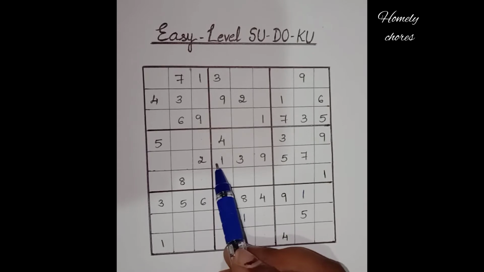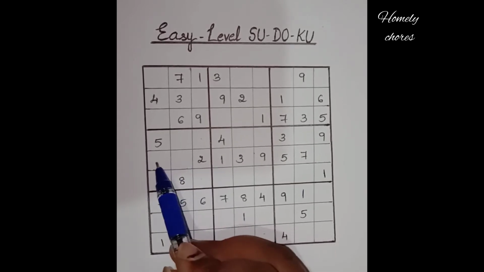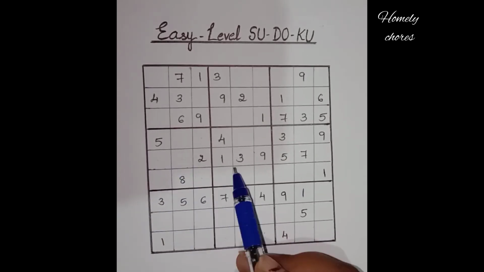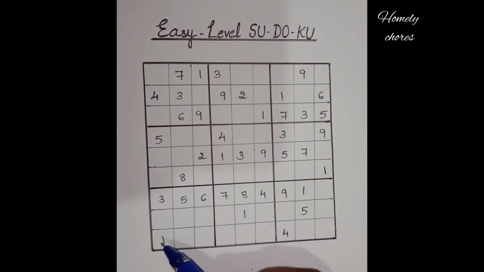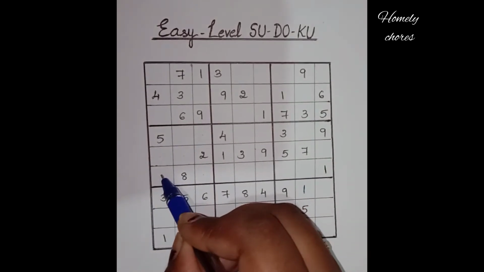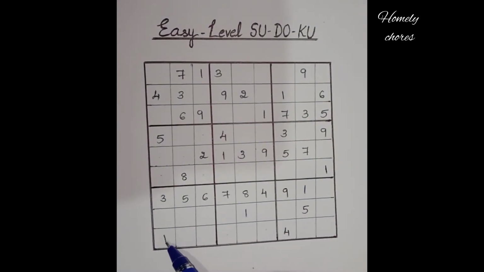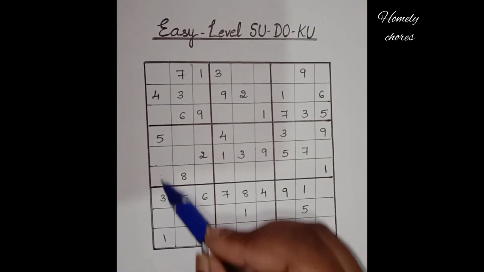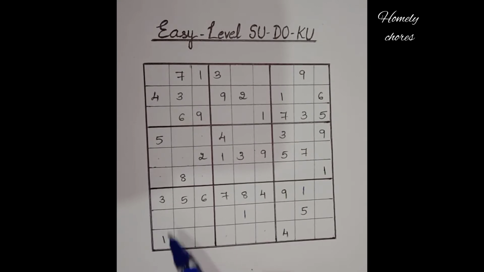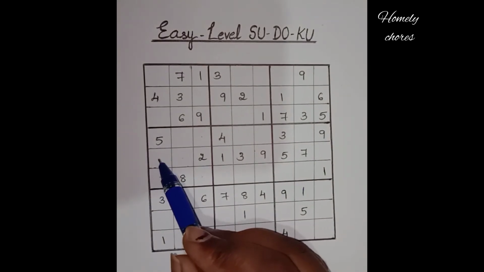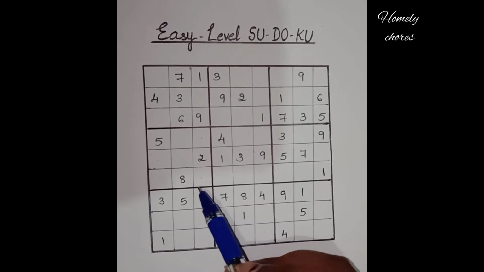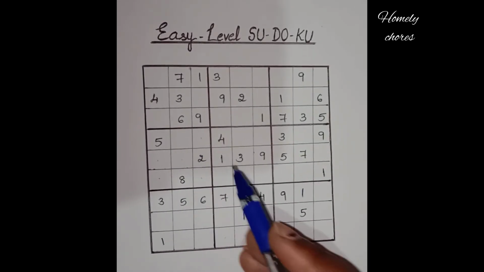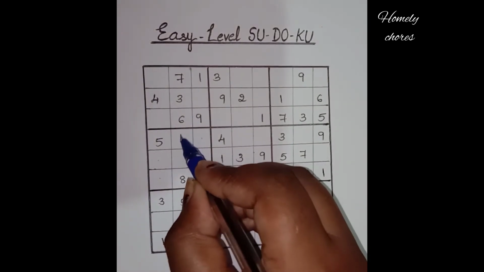Also, the number 1 cannot be repeated in these two boxes because the number 1 is here, it cannot be repeated for this row. Also, the number 1 cannot be repeated in these two boxes because the number 1 is present here, it cannot be repeated in this column. So just check, the number 1 cannot be filled in these 5 boxes. So eliminate these 5 boxes and fill the other box with the number 1.